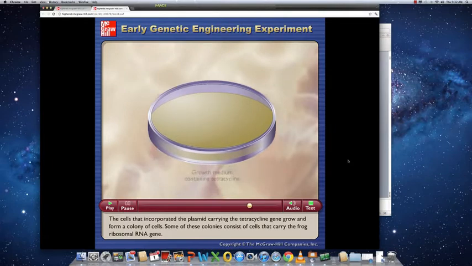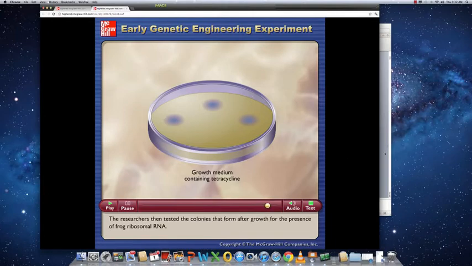The cells that incorporated the plasmid carrying the tetracycline gene grow and form a colony of cells. Some of these colonies consist of cells that carry the frog ribosomal RNA gene. The researchers then tested the colonies that form after growth for the presence of frog ribosomal RNA.